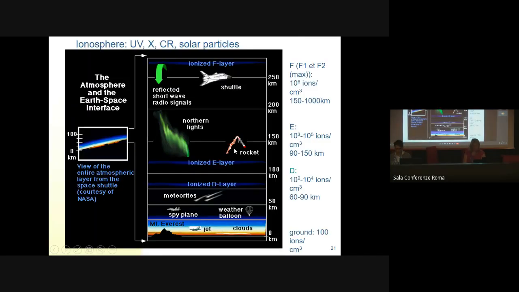So the particles come from the ionosphere. The ionosphere is created mainly due to the ultraviolet radiation of the sun that ionizes the particles of the atmosphere. Also, X-rays, cosmic rays, and solar particles are able to ionize the atmosphere. There are different layers, D, E, and at higher altitude, F1 and F2. And this one is the region where the ionization is the highest.